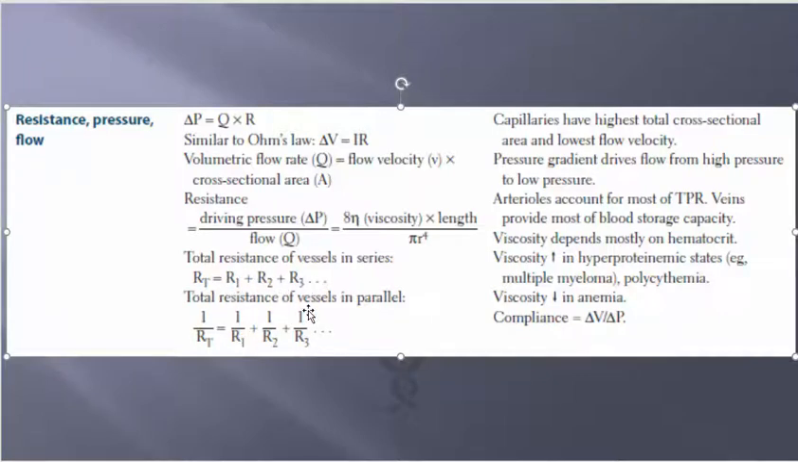So the total resistance of vessels in series is the sum of the individual resistances. Total resistance of vessels in parallel is 1 over the total, equal to the sum of 1 over each resistance.